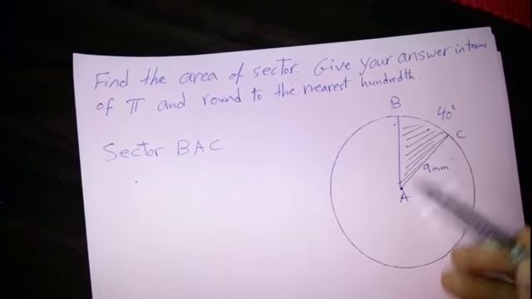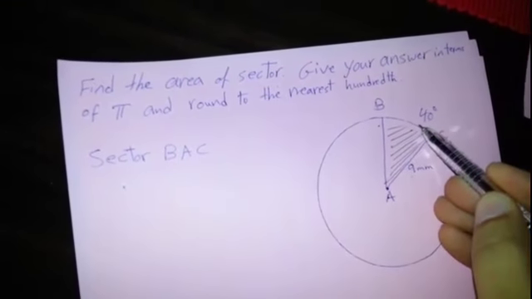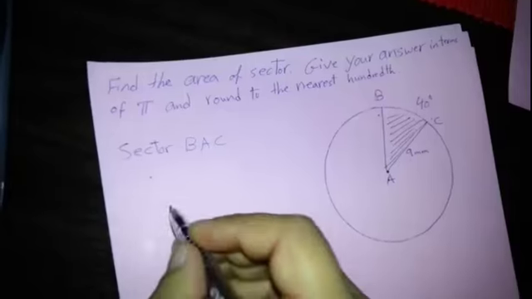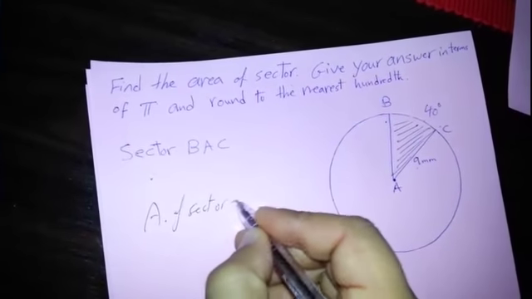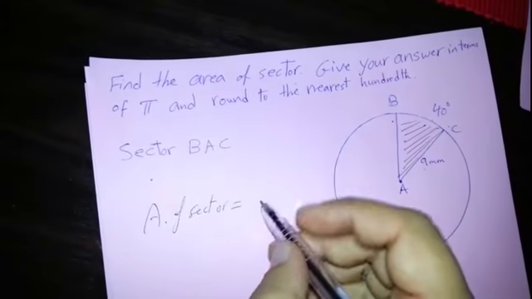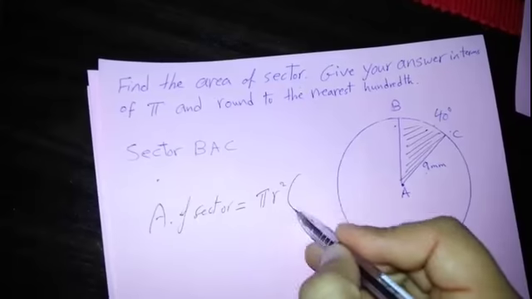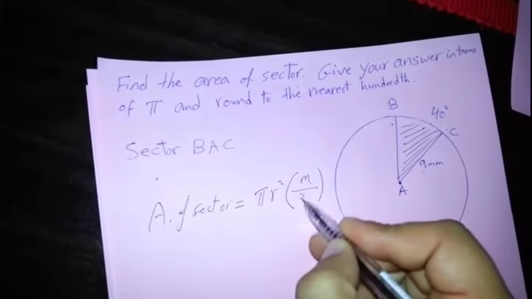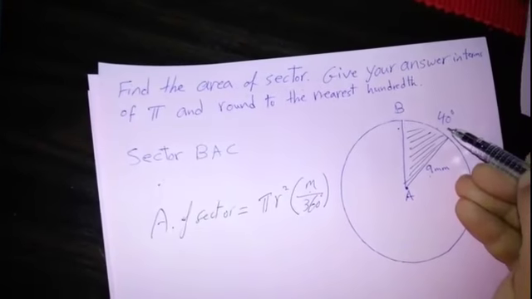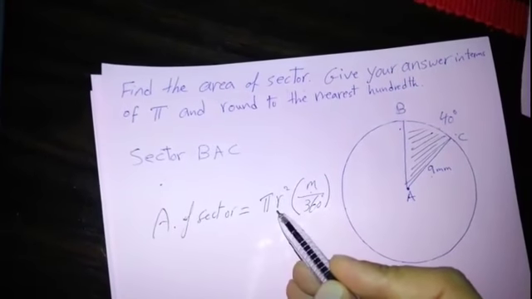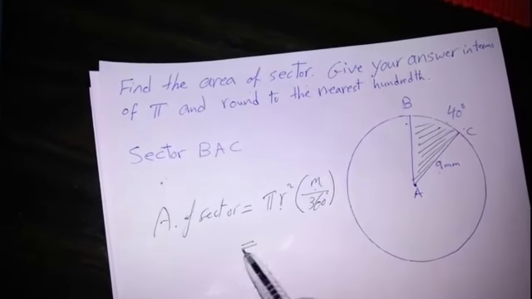The sector BAC, this one. We have here the radius and the measure of the arc. What is the rule for the area of a sector? The area of a sector equals pi r squared m over 360. What is m? The measure of the arc, which is 40. What is r? The radius, and we have the radius. And pi, we know it.